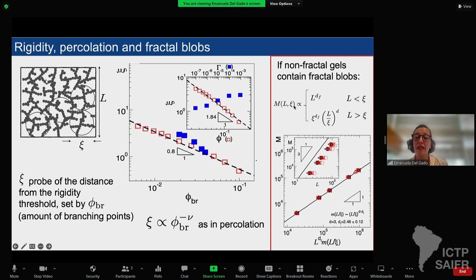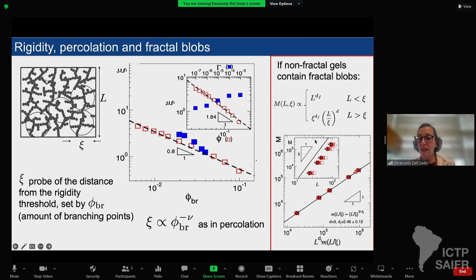Then the scaling, if I do a box counting, is not simply that the mass in a box of size L, which is, let's say, my simulation box, should scale like L to the df, because this would only be true if the size of my system is smaller than the correlation length. But the size of my blobs is always smaller than the size of the box, because I am past this rigidity transition. So I should see this type of scaling.